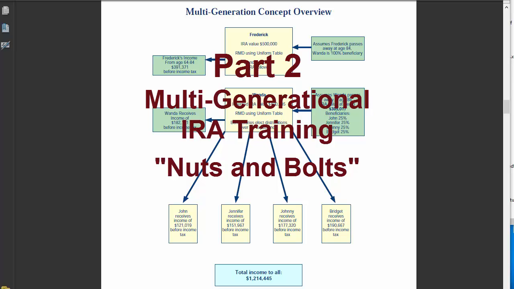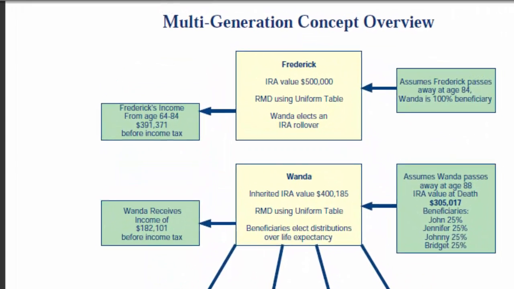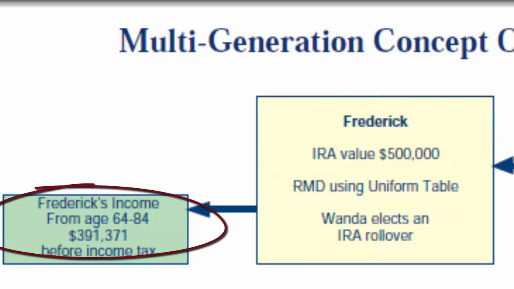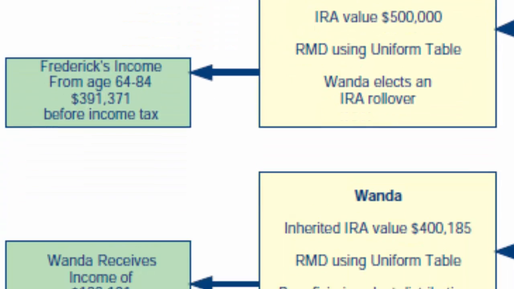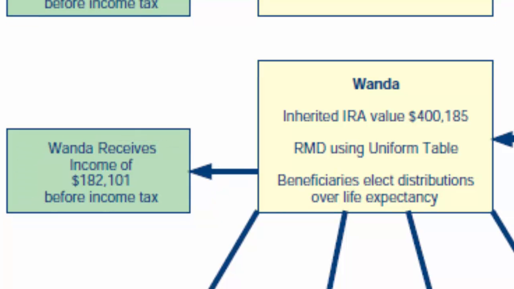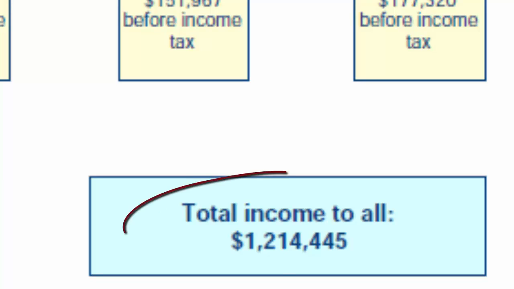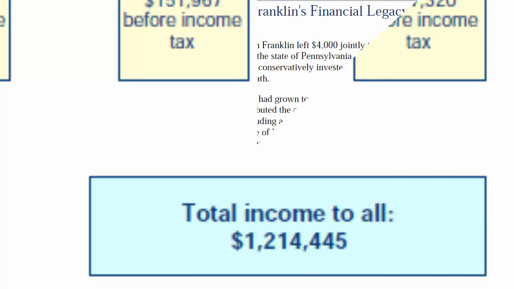This is part 2 of the multi-generational IRA training. If you remember, Frederick had $500,000 in his IRA. He took income from that IRA over his wife's lifetime and then left it to children and grandchildren. The total income from the $500,000 was $1.2 million. This training will show you the nuts and bolts of how all of this works.